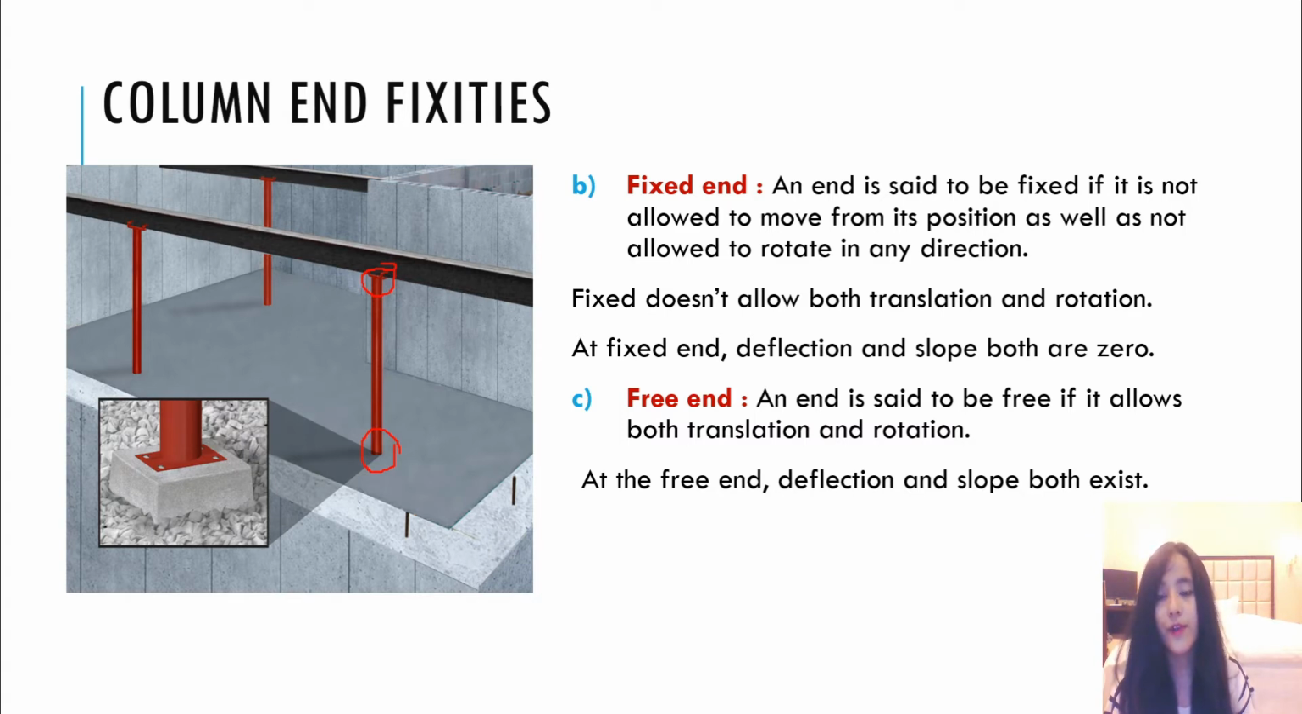Now free end. Generally this free end column does not exist a lot, but free end means if the column is allowed to move in both the directions, that is if it is allowed to translate as well as rotate. अगर दोनों ही होगा वहाँ पर तो that is known as a free end. So at free end, deflection and slope दोनों ही होंगे. It will be present.